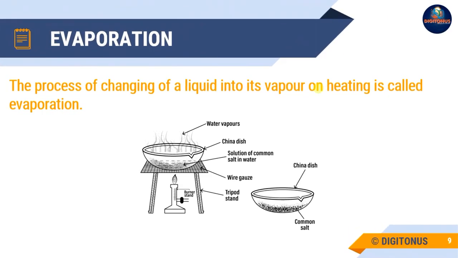The method which we use is known as evaporation. So what is evaporation? The process of changing of a liquid into its vapor on heating is called evaporation. See, this method is used to obtain a solid substance that is dissolved in a liquid. Common salt dissolved in water can be separated by the process of evaporation. See, evaporation is based on the fact that liquids vaporize easily on heating while solids do not.